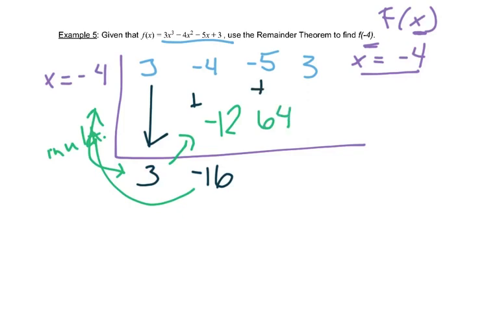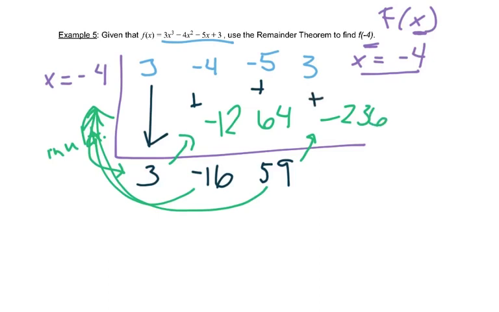And then we add that, so we add a -5, and now I'm at 59. So I take that and I multiply it by the number out in front. So 59 times -4, and I write that in that spot. Next spot is -236. I add those together, so I add 3, and I get -233. So this last number is our remainder.